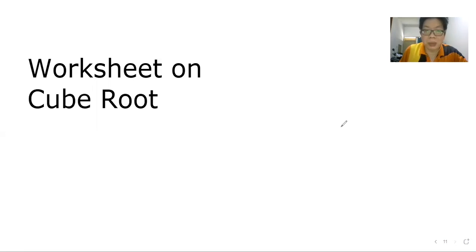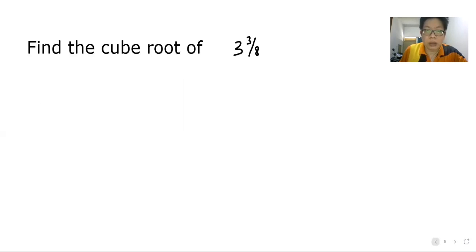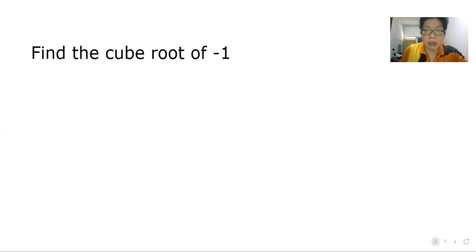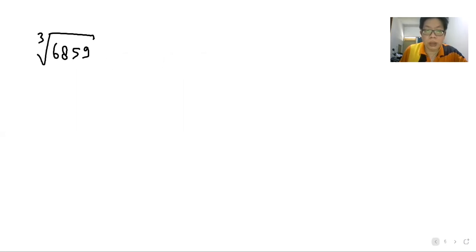Let's do some calculation regarding the topic of cube root. I have 10 questions here. You can also try to do this calculation for yourself. Let's start with number one here.